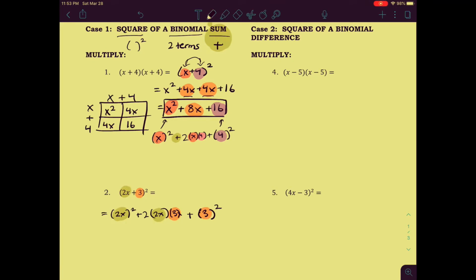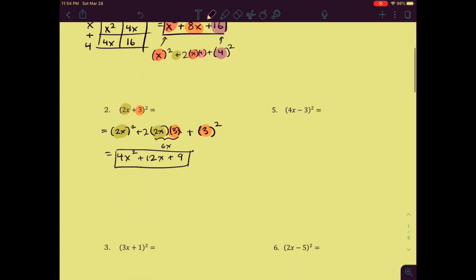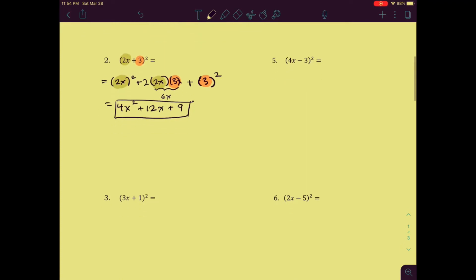And so seeing that structure, right, I'm going to just carefully multiply this out. 2x times 2x is really 4x squared. Here, if I do 2x times 3, that's going to give me 6x, right? And if you do 6x times 2, that's going to give me the 12x. And then lastly, 3 squared, which is 3 times 3, is 9. And this would be my final answer. So hopefully you see the structure. I want you to pause the video and try number 3 on your own. And when you're ready, press play.